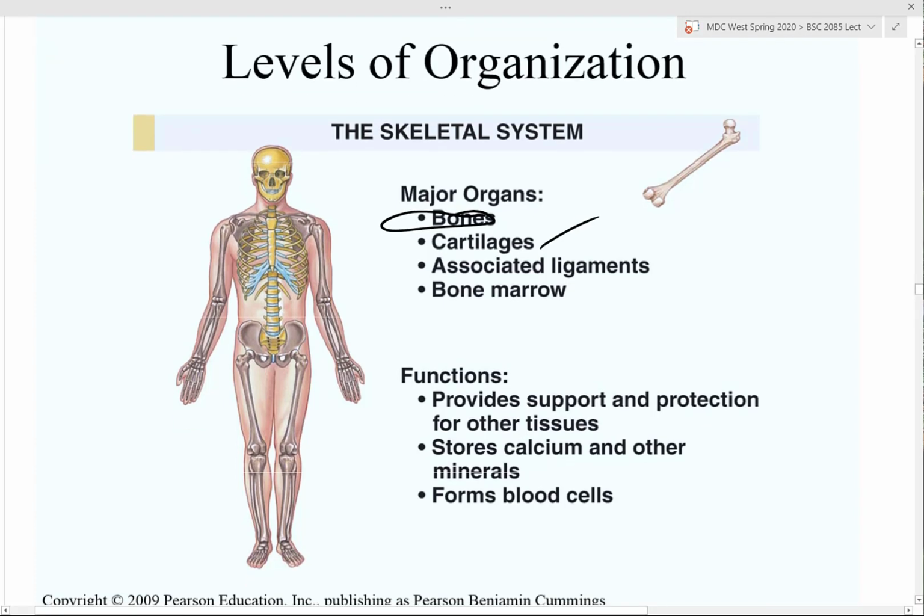So there's two types of arthritis mainly. There's osteoarthritis and rheumatoid arthritis. Okay, we're going to talk about that later. So associated ligaments as well.